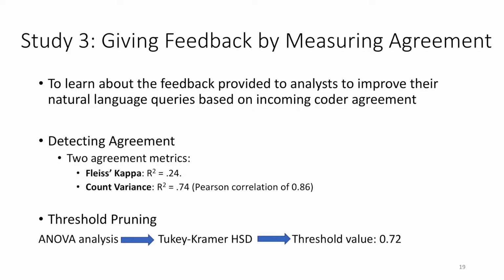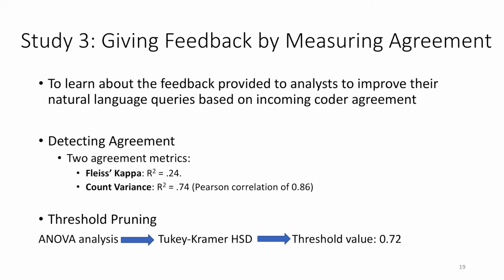The third experiment is giving feedback by measuring agreement. The study is to learn about the feedback provided to analysts to improve their natural language queries based on incoming coded agreements. A preliminary trial shows that an ambiguous description will lead to significantly more disagreement among workers in the total count of behavioral events. To measure the agreement, we create 2 agreement metrics, the Fleiss kappa and the count variance. Comparing to the aligned F1 score, we find the count variance is more predictive. Therefore, we use it as an agreement score.